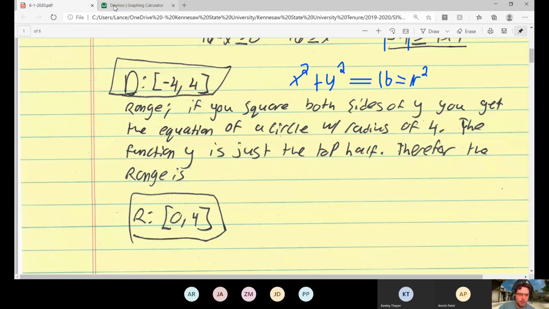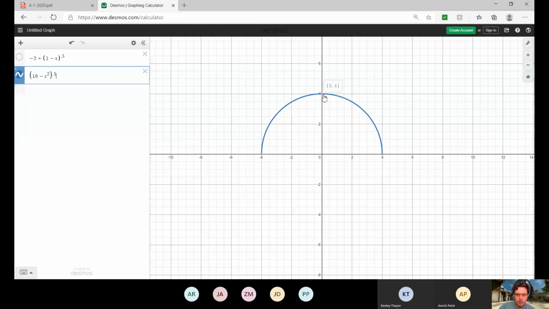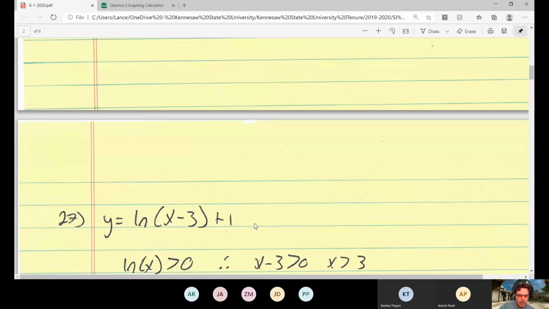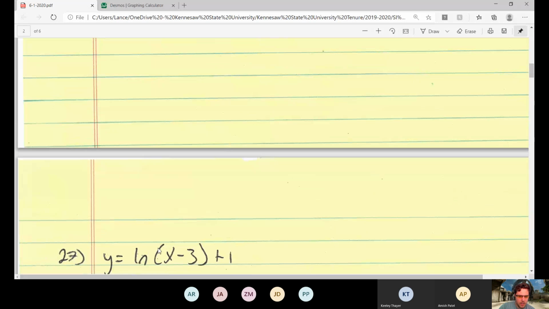But you have a radius of 0 to 4, and it touches both 0 and 4, so you can put the brackets on there. And we're going to find the domain of a natural log equation right here. Natural log of x minus 3. Do you guys remember how to work with natural logs? I'll assume that's a yes.